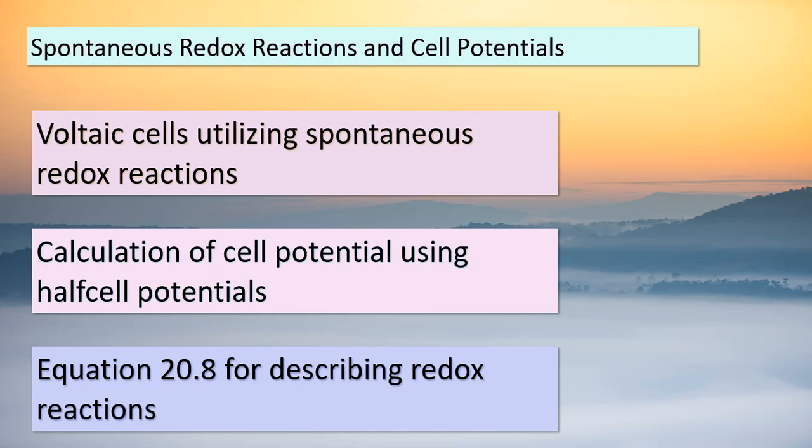Here comes the intriguing equation 20.8, which goes beyond just voltaic cells. It's a versatile equation that allows us to describe redox reactions in various scenarios. Let's break it down. The equation looks like this: E degree equals E degree sub red for the reduction process minus E degree sub red for the oxidation process. What does this equation tell us? It unveils the potential difference between the two half-cell reactions, shedding light on the spontaneity of the overall redox process. As we journey through this equation and its implications, remember that redox reactions hold the key to unlocking a world of energy transformations. Get ready to explore further.